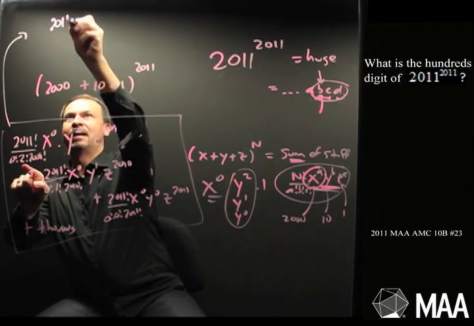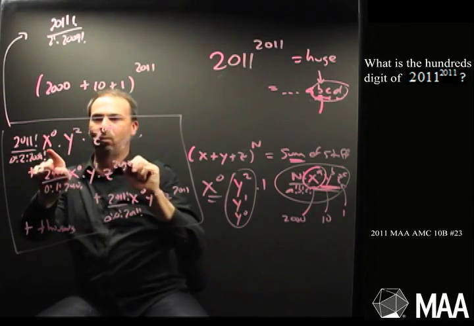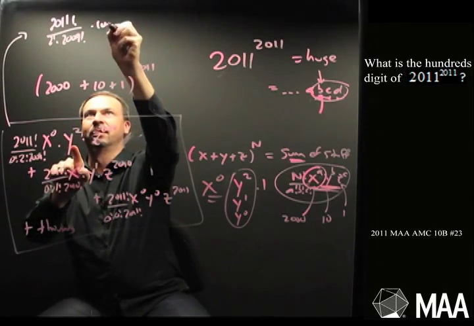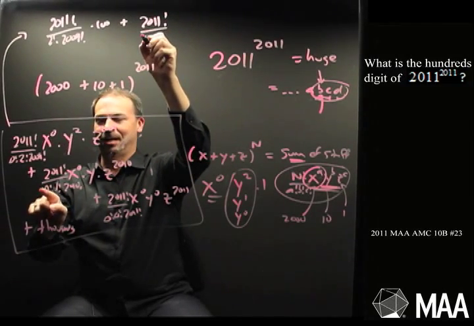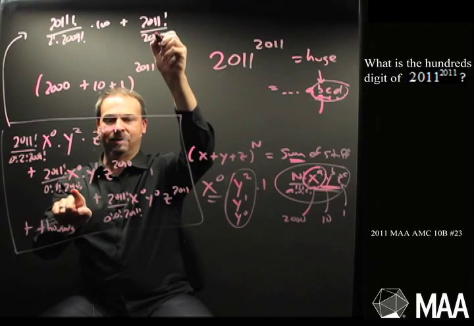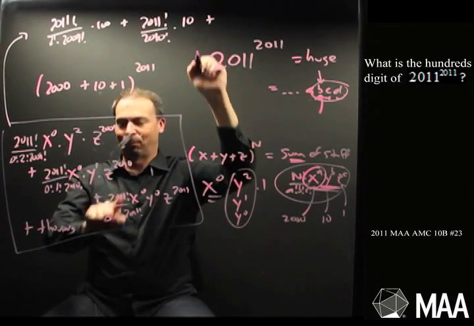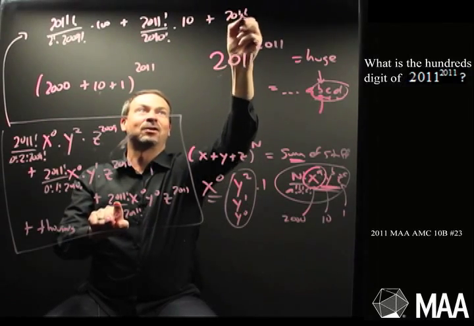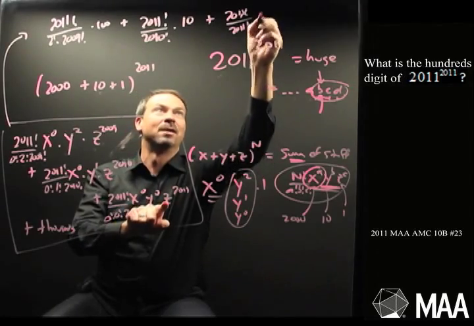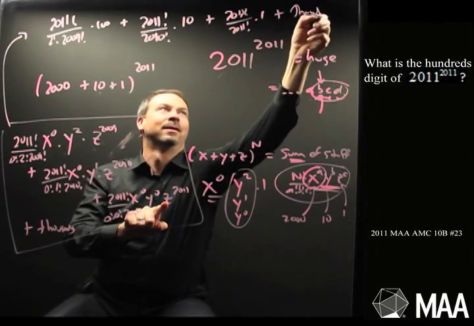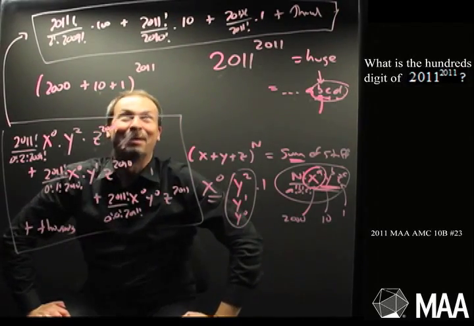This is 2011 factorial over 2 factorial, 2009 factorial, times 1, 1, and 100, times 100. Plus, this is not too bad, 2011 factorial over 1 factorial, 2010 factorial, times 1, times 10, times 1, plus 2011 factorial over 2011 factorial, times 1, 1, and 1. Plus all the thousands. Still looks ghastly, but it actually looks manageable.